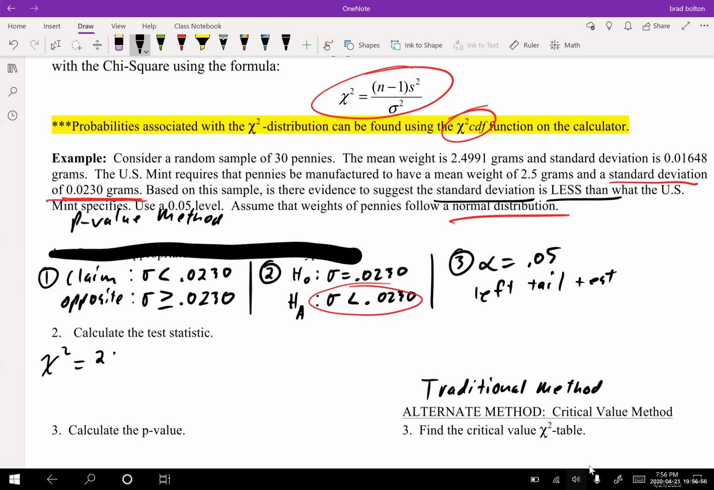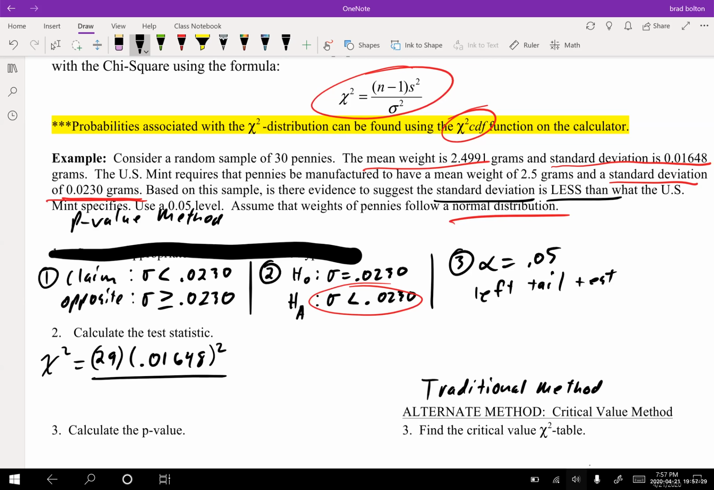So this means n minus 1 is 29. Our standard deviation is what of the sample? They say the mean weight is 2.4991 grams, and the standard deviation from the sample is 0.01648 squared. Again, I got it from right here. They say the standard deviation from the sample is that. The mean weight from the sample is that. And now I have to divide this by the standard deviation squared.